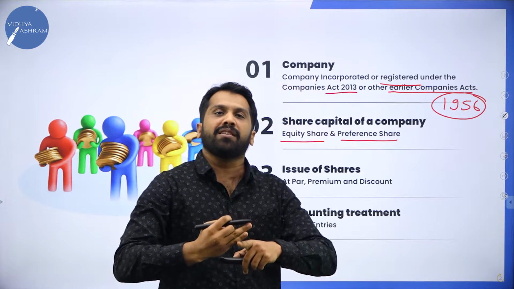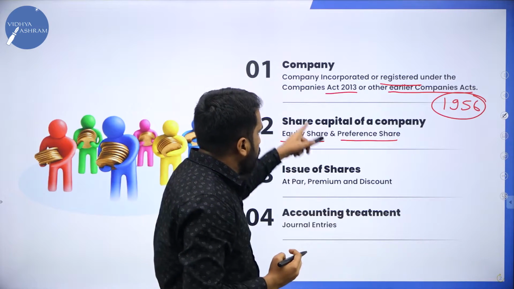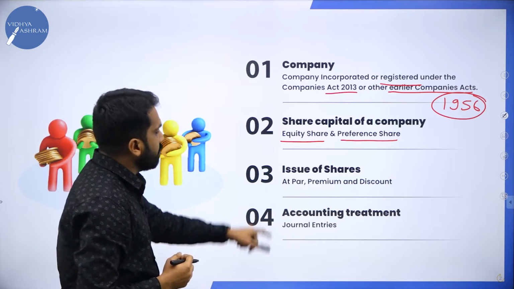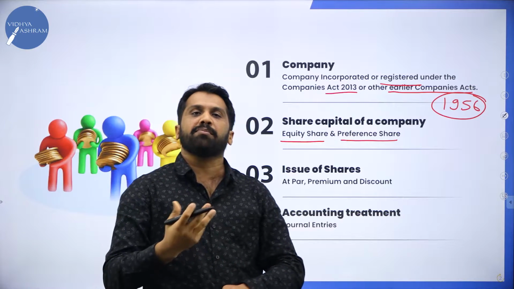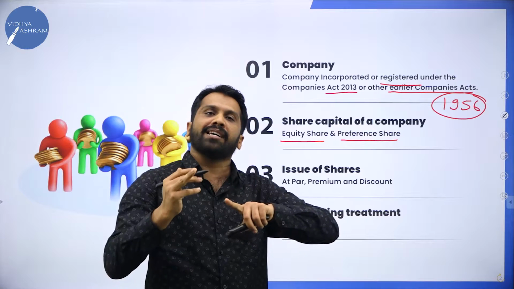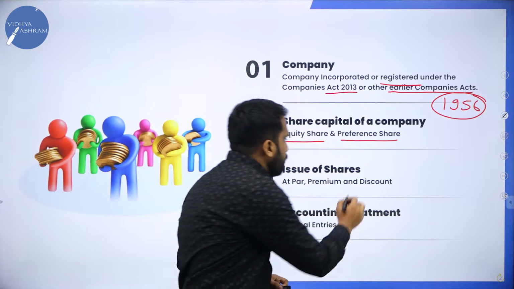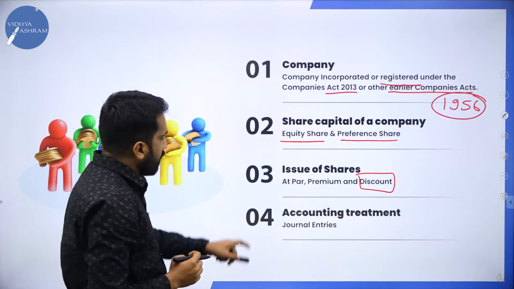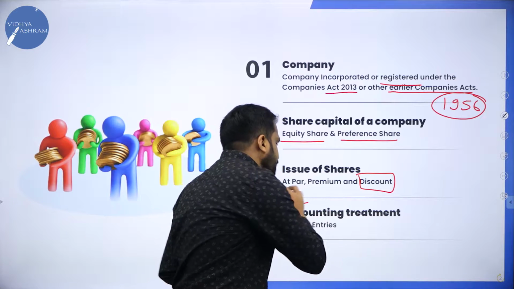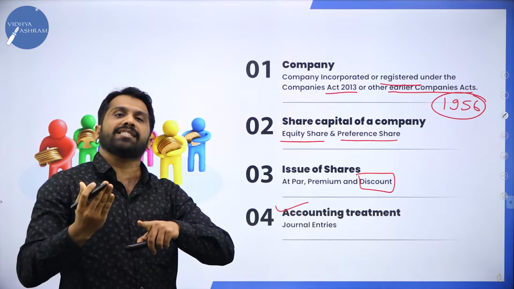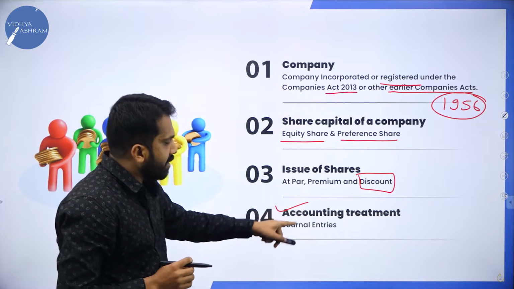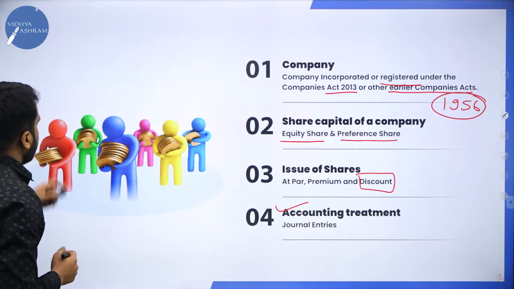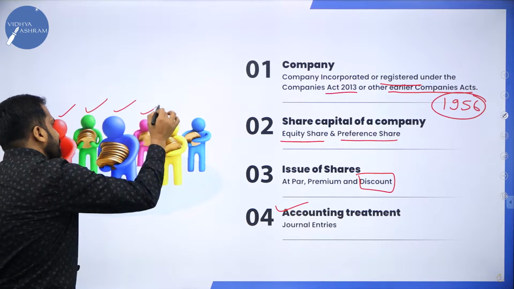Once you learn what is share capital, how many types are in share capital, how do you issue to the public, that will be learned in this issue of shares. It may be in the form of par, premium as well as discount. I'll tell you about discount while discussing in the particular slide. Last part will be accounting treatment. The theory as well as concept part will be covered in today's session, but journal entries will be done in the next session. So these are the agenda points.